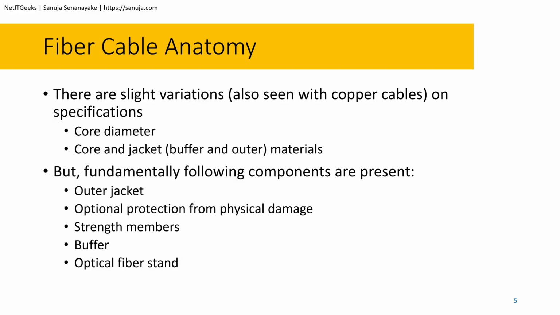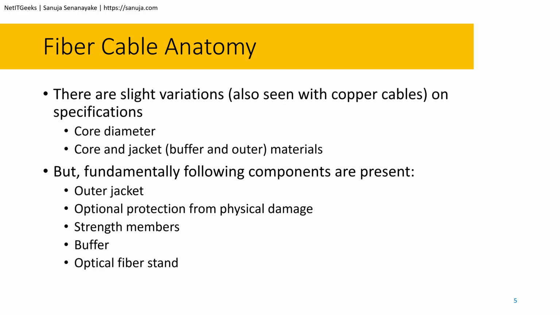So let's briefly go over fiber cable anatomy as far as a structured cabling specialist should be concerned about. There are slight variations in how specifications of fiber optic cables are in the market right now. This is also true for copper cables as well. That's why we have things like Cat 5e, Cat 5, Cat 6 cables. There are different categories of variations of copper cables. The same thing can be seen with the fiber cables.